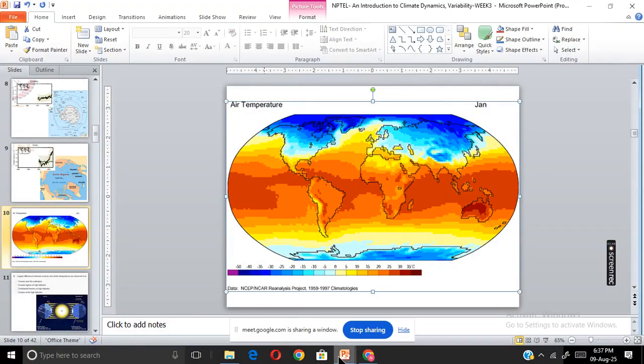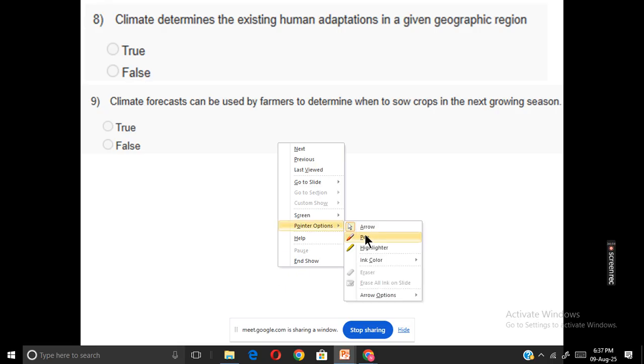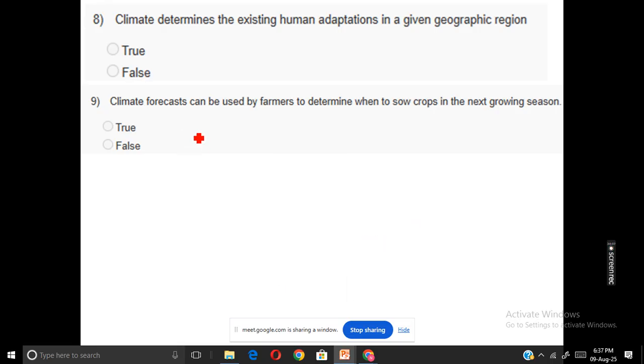The short-term temperature or rainfall forecast is what actually helps the farmer rather than the climate forecast. He doesn't care what the temperature is going to be in the next 30 years, as that is not going to affect his cropping pattern or cropping season. So this is false. Weather matters. Weather forecasts help farmers in deciding when to sow crops. The other statement is correct: climate determines the existing human adaptation.